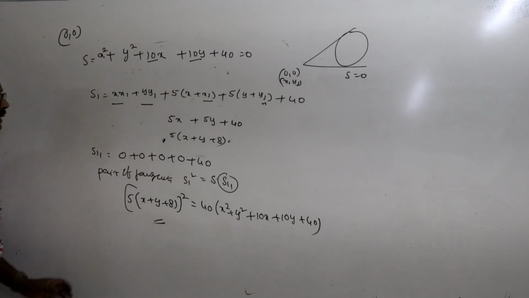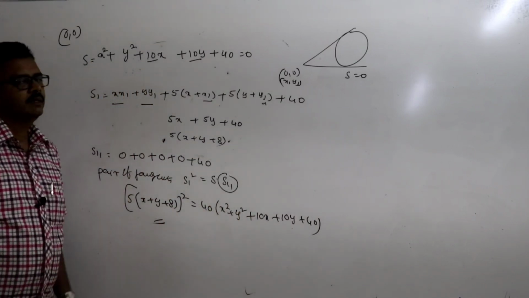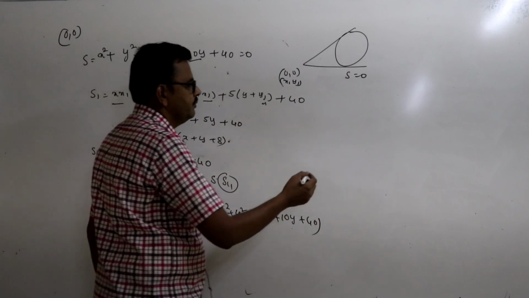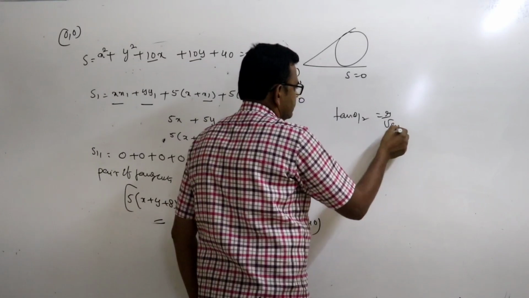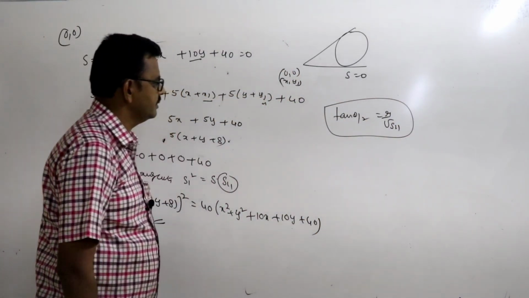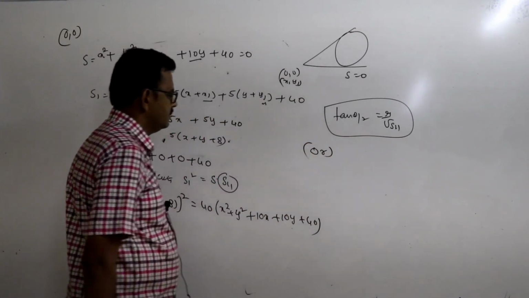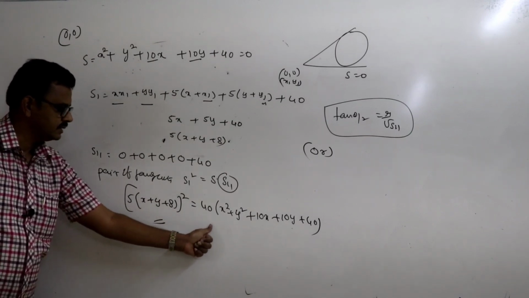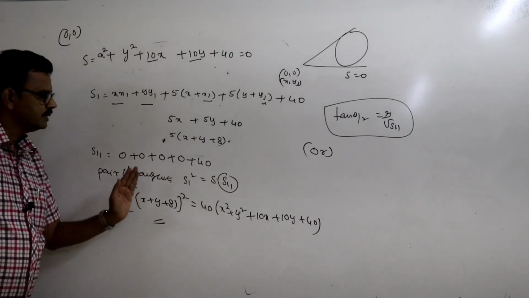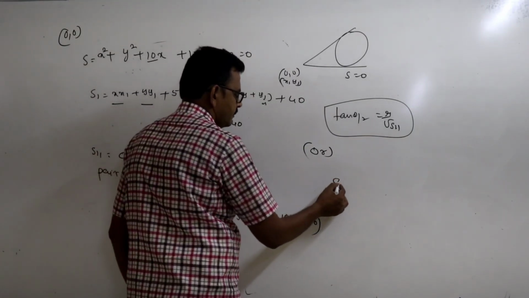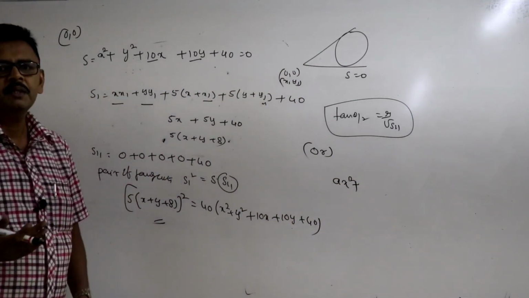Suppose we are asked to find the equation of the pair of lines and then find the angle between them. I think you know how to find the angle: tan theta by 2 is equal to r by root S11. Here you get the combined equation of pair of lines. After simplification, you get a form. Pair of tangents are nothing but pair of lines.